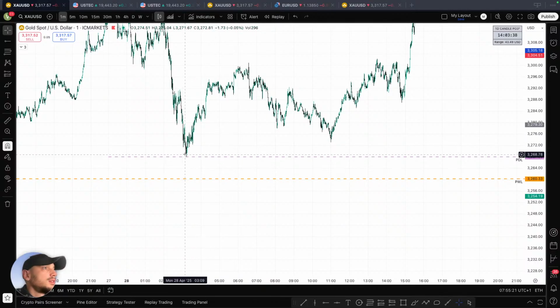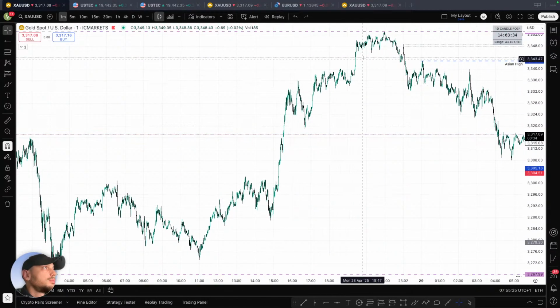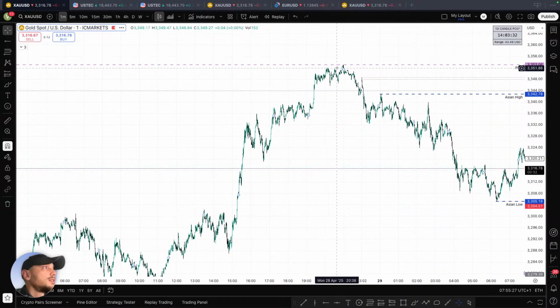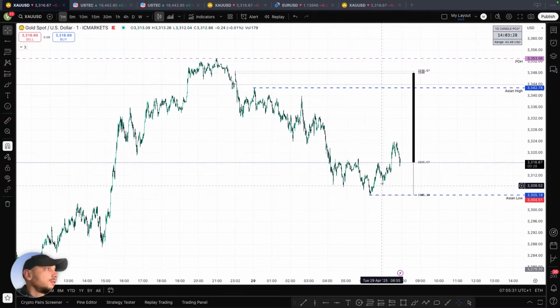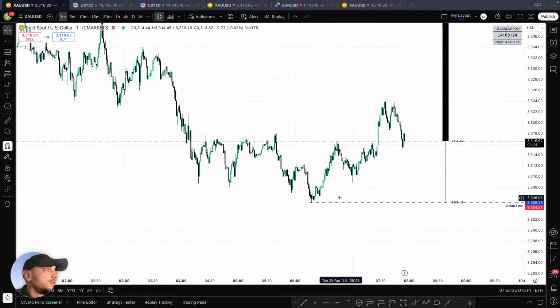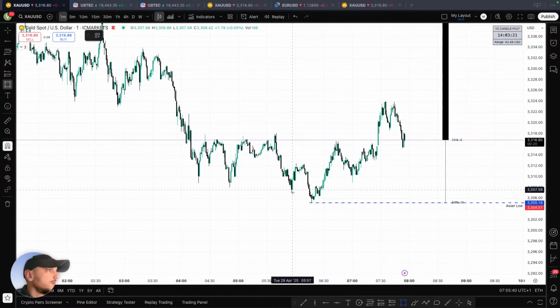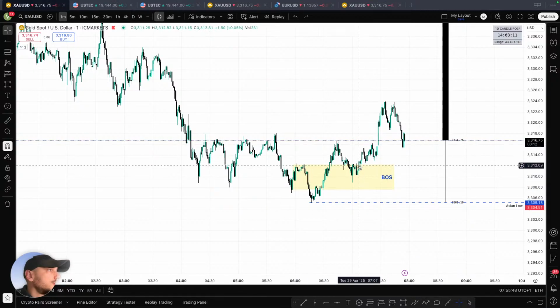This is yesterday's lows. We were trending up, up, up, up, and we made the highs here. Today, we've been going down, down, down, down. And right here, we have a change of character. This is our change of character, and our break of structure. We came back in, we retested, and we went up.